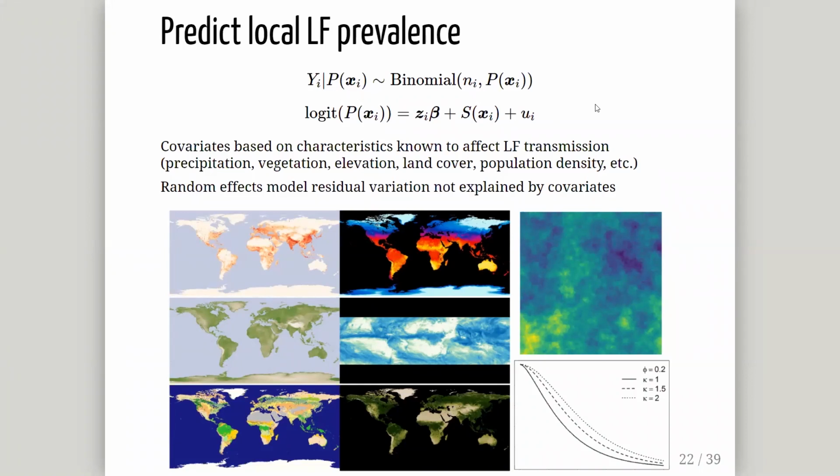This is a vector-borne disease, so we can use covariates based on characteristics known to affect lymphatic filariasis transmission, such as precipitation, vegetation, elevation, land cover, population density. And then in the random effects, we use a zero mean Gaussian process with a Matern covariance function to model residual spatial variation. And then another random effect that is zero mean Gaussian distributed to model variability that is common for all the individuals in the survey.